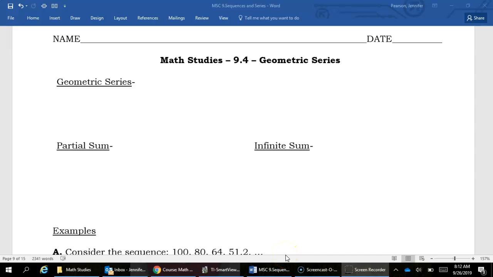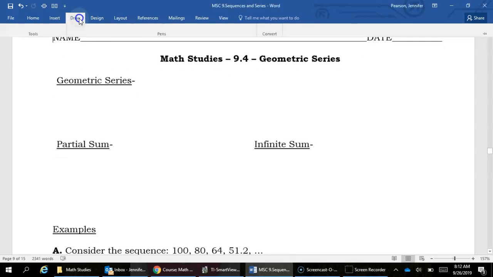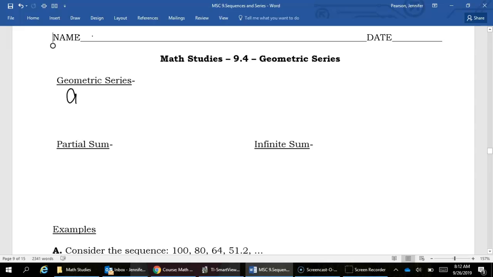This is Math Studies, Lesson 9.4, Geometric Series. A geometric series would be adding the terms of a geometric sequence.